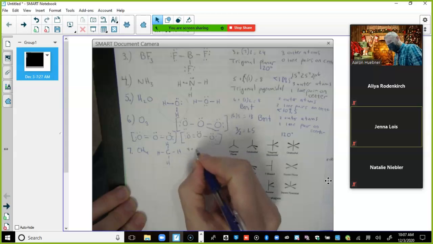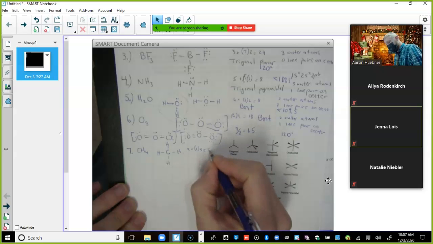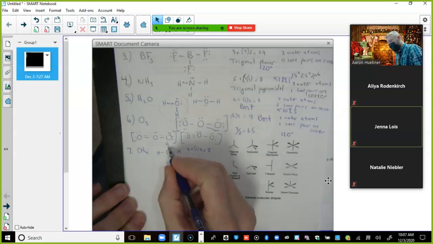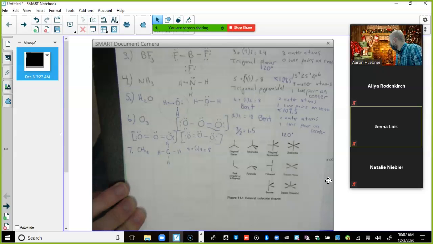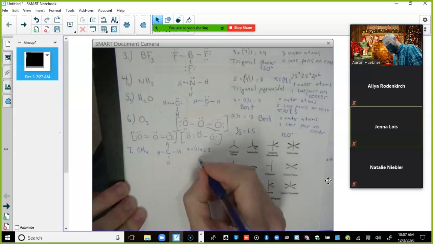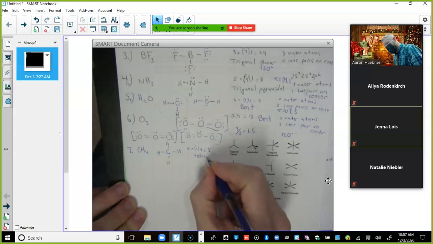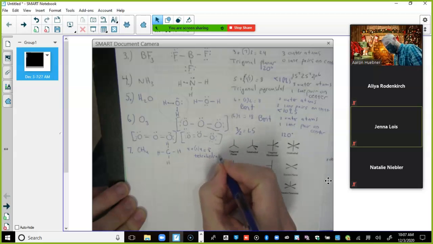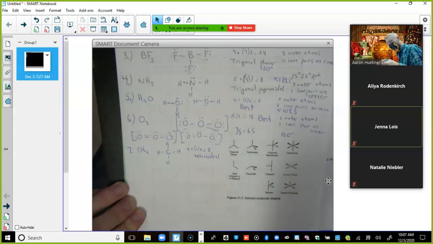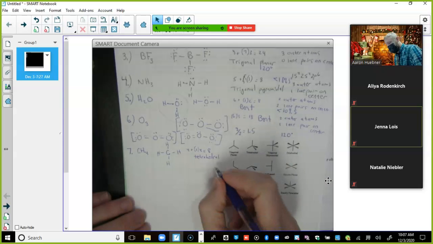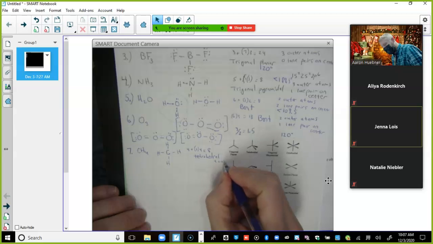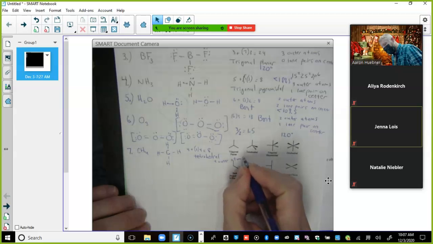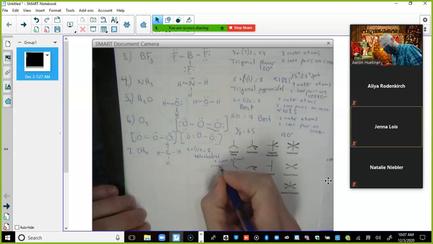Carbon is 4, hydrogen is 1, and there's 4 of them. That equals 8 total. We got 2, 4, 6, 8, and it's all set. That is CH4. And this is a tetrahedral shape. Tetrahedral. And it's the only shape that has 4 outer atoms, 4 outer atoms, 0 lone pairs.